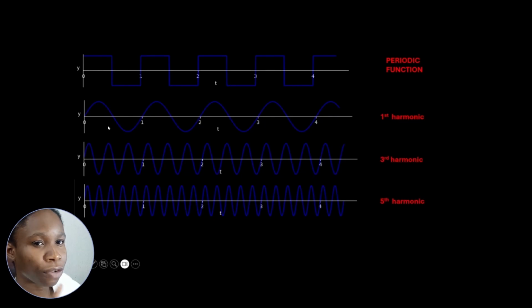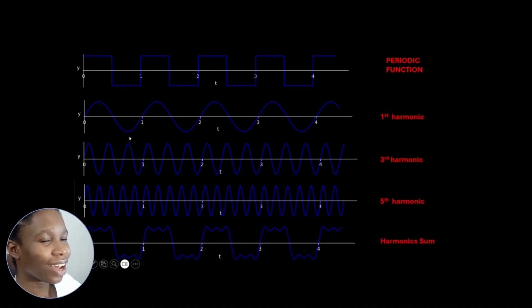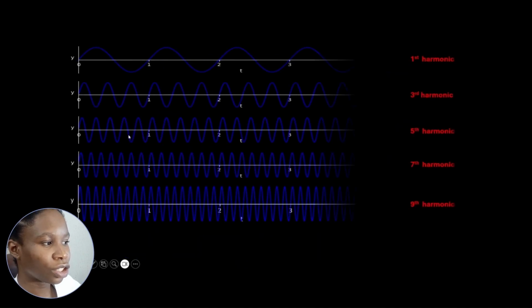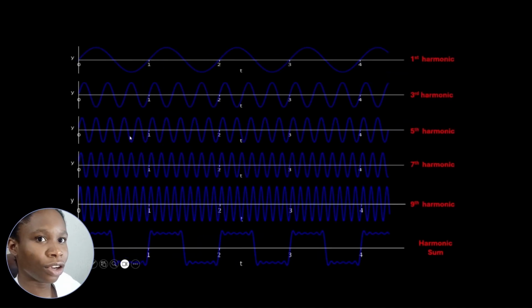Now you notice the frequency components of each harmonic is different. The first harmonic completes one cycle per second. This completes three cycles per second, and this completes five cycles per second. So this increase in frequency is very notable between the harmonics. Something kind of amazing happens when you then add up these harmonics. It is able to reconstruct the original periodic wave accurately, and the more harmonics you have, the more accurately you're going to be able to get the original periodic function.